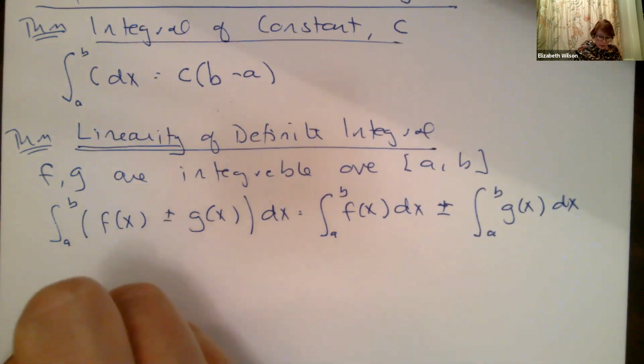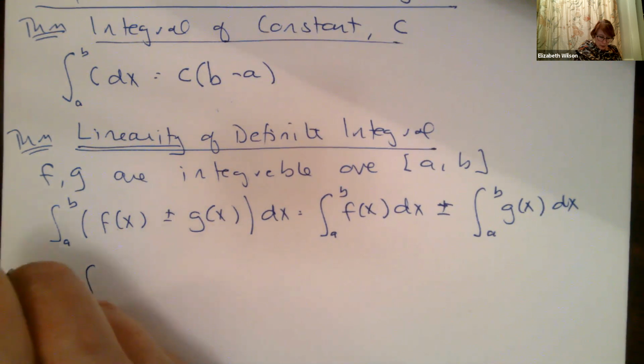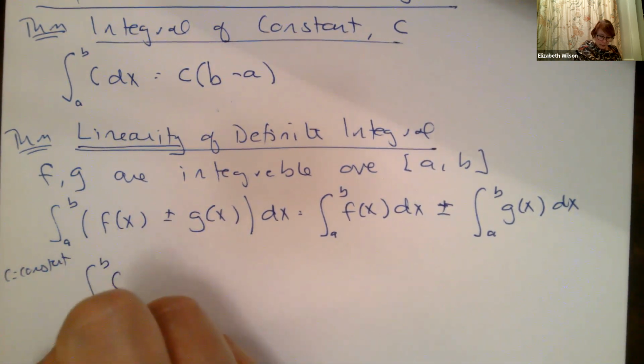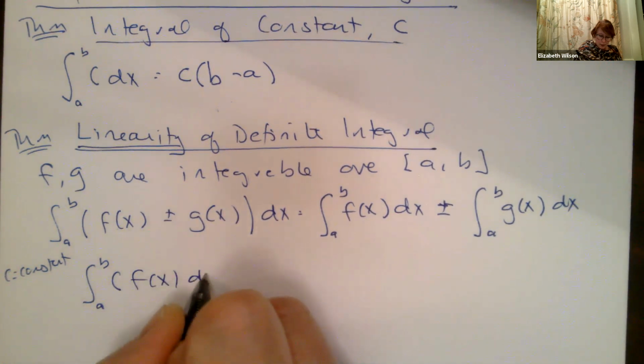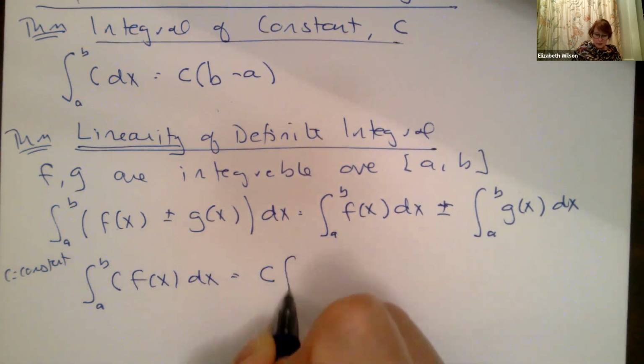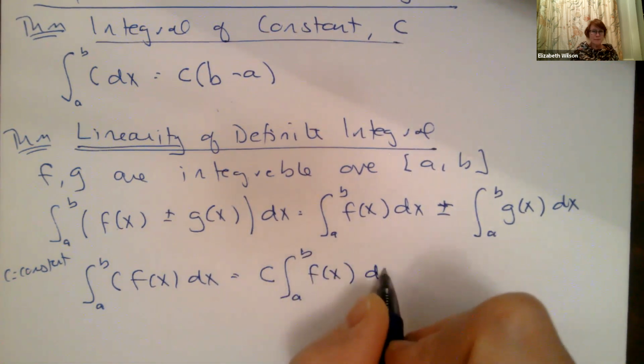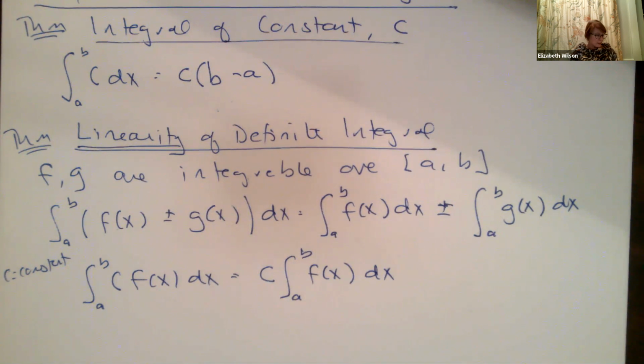All right. And also what I can do is, if C is a constant, I can say A to B, C, f of x dx. We did this before. I can bring my constant term outside of my integral, process my integral, and then multiply by C at the end.